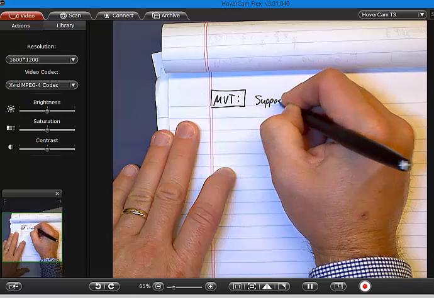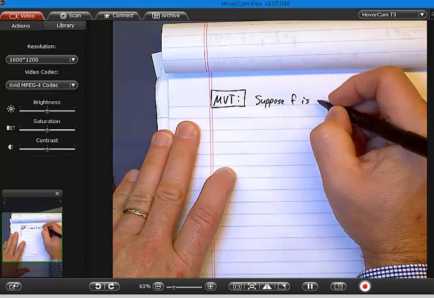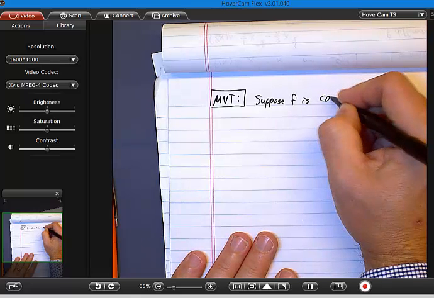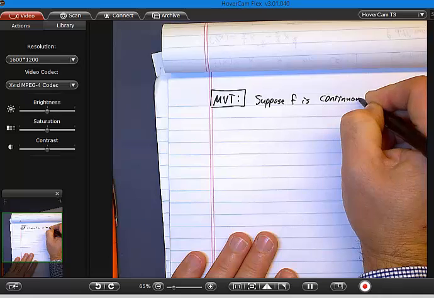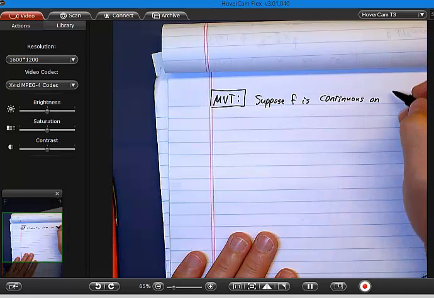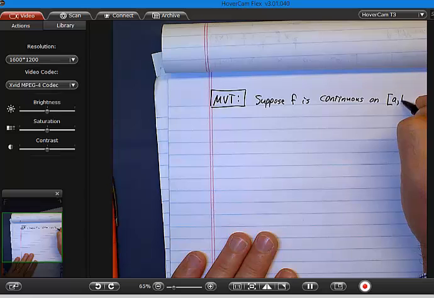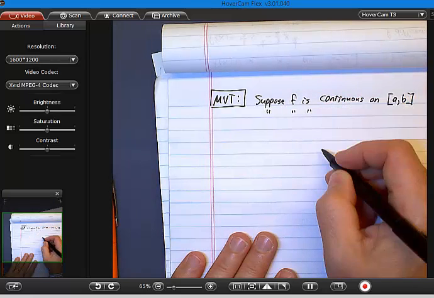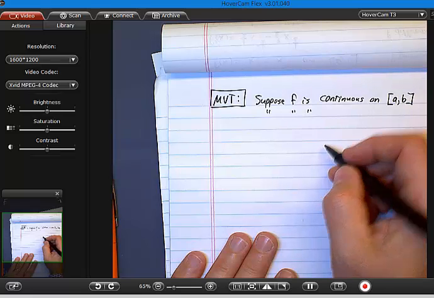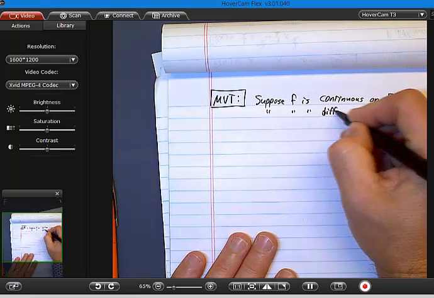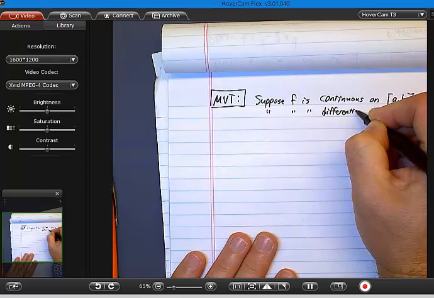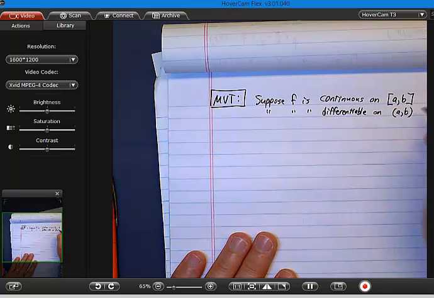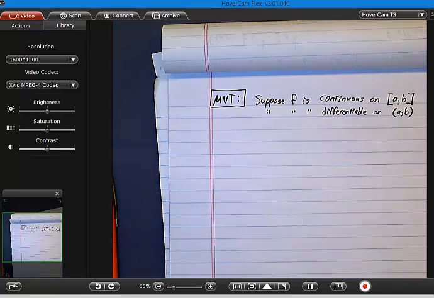Suppose f is, what's the first hypothesis? Continuous on the closed interval [a, b]. And suppose f is what? Differentiable. See, on the homework, you're going to have to check these hypotheses for the problems on the open interval (a, b). And I don't need anything about f(a) equaling f(b) anymore.